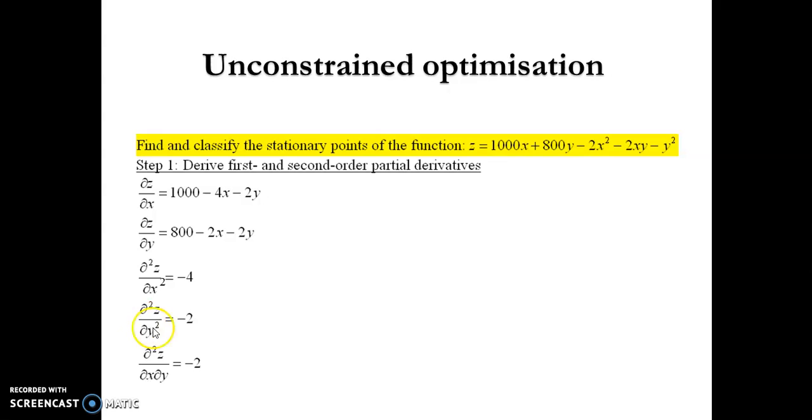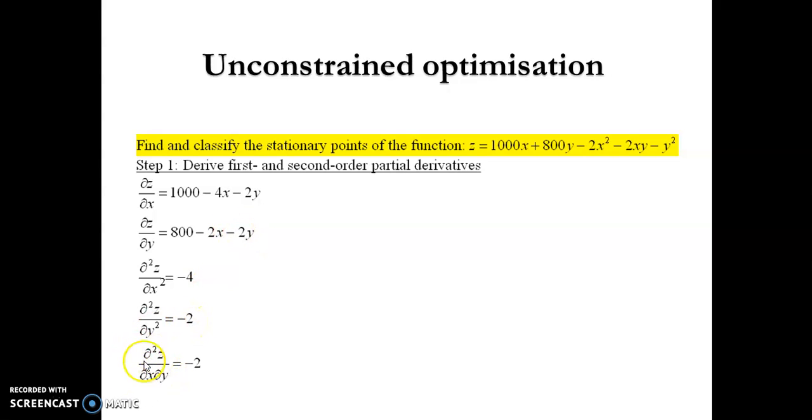Now, if I get my direct second order partial derivative with respect to y, I go to the first order partial derivative with respect to y, and I'm going to differentiate this again, but again with respect to y. So these get treated as constants, they differentiate to 0. And if I differentiate this with respect to y, I'm simply left with the constant minus 2.